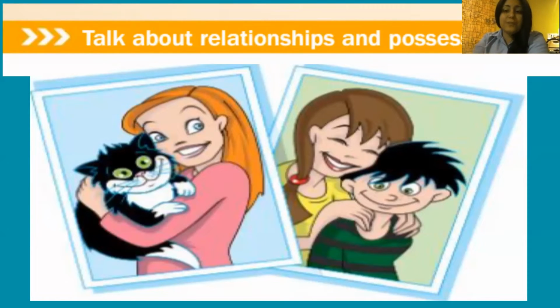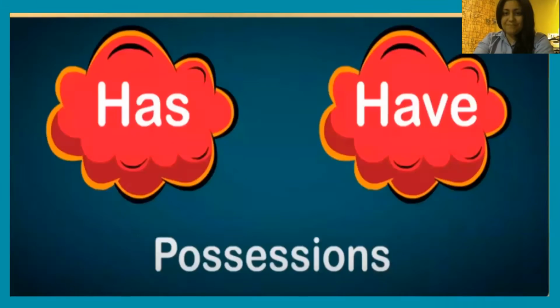So in the first picture, what can you see? What does she have? She has a cat. Very good. What does she have? She has a cat. Excellent. Good. So today we're going to talk about possessions and relationships.